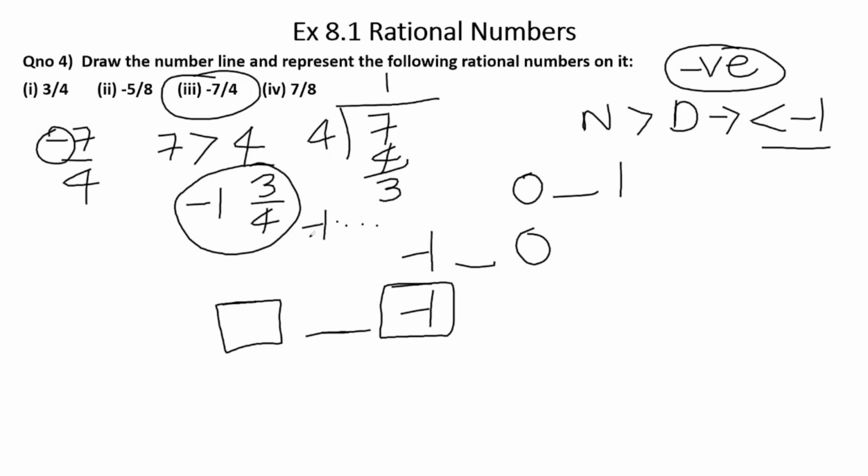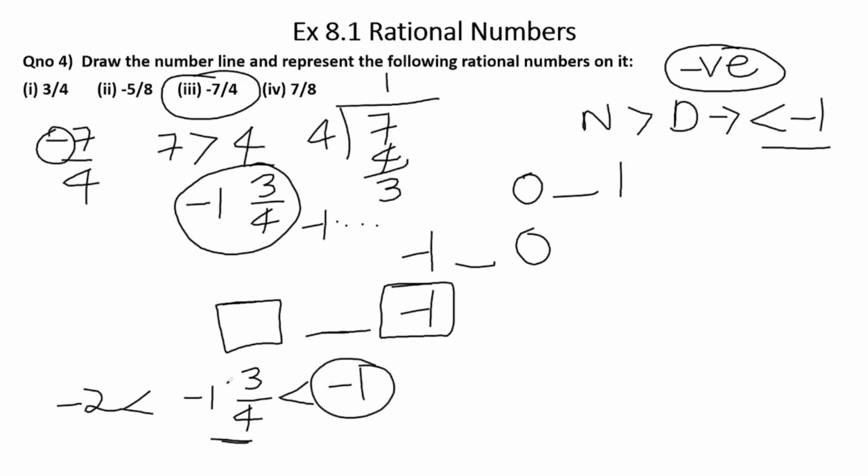This value, minus 1 3 by 4, lies between minus 1 and minus 2. This value is less than minus 1, and this value is greater than minus 2. Now we got the boundary values. We got another boundary value which is minus 2. Now let us draw the number line and represent minus 7 by 4 on the number line.